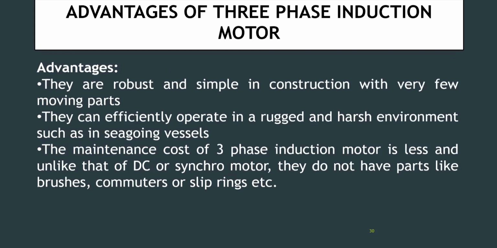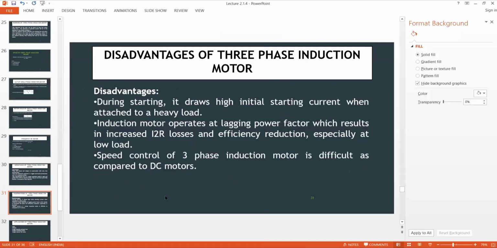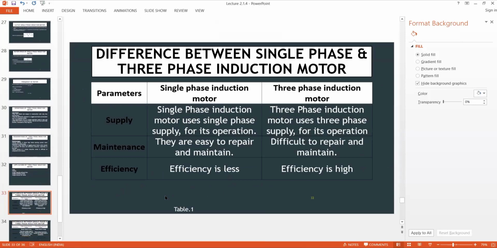Advantages: it works in rugged and harsh environments, such as sea-going vessels. Yes, we also have many disadvantages. Now, what are the disadvantages? Speed control of the three-phase induction motor is difficult. Applications: we use it in large capacity machines, engine blowers, and fan motors.